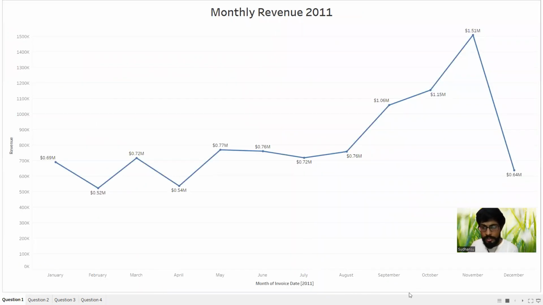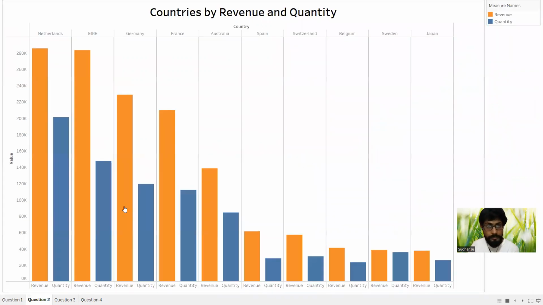So we looked at monthly revenue. As the peak revenue comes in November, the company can plan their inventory beforehand to meet the demand and capture as much as they can, so that they will not lose any revenue. Replanning will be useful for them. And we have seen the countries which will be useful in making expansion strategies: Netherlands, Ireland, Germany and France.